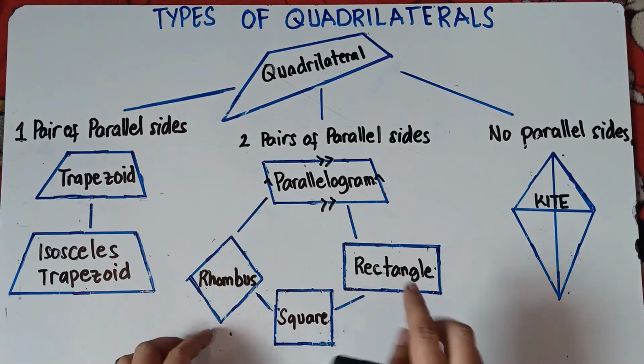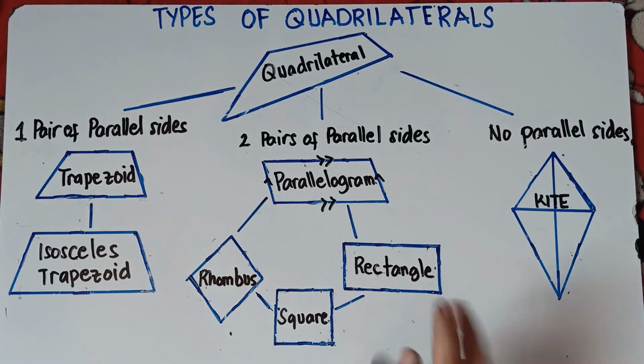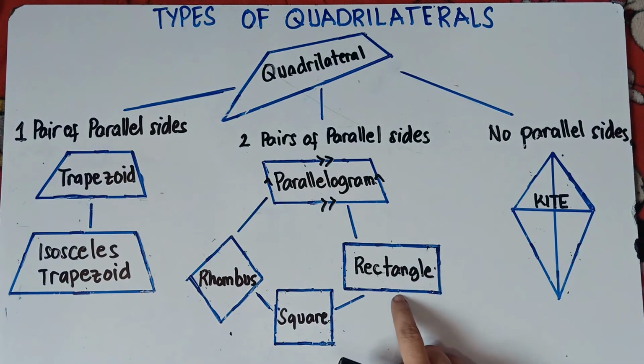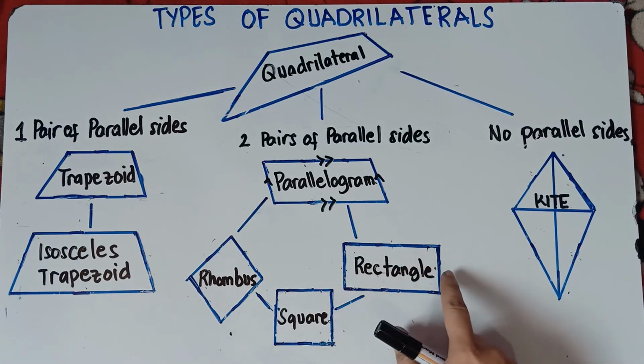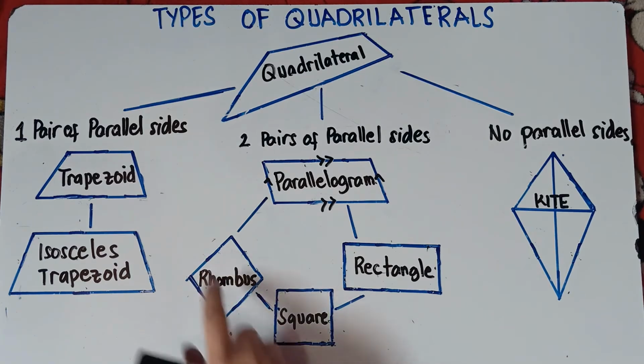Now, the rhombus, rectangle, and square also have two pairs of parallel sides. That's why we call these special types of parallelogram. That's why they are under the parallelogram, because the rectangle, square, and rhombus have two pairs of parallel sides. So this side is parallel to this side. So this side is parallel to this side. Same with the square: this side is parallel to this side. This side is parallel to this side. And same with the rhombus, class.